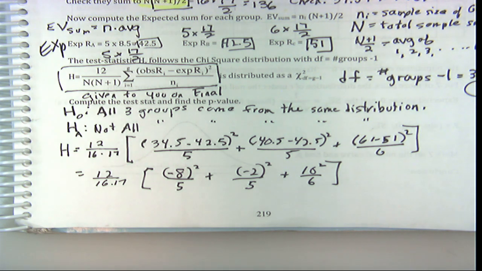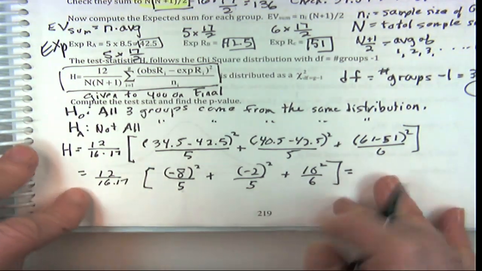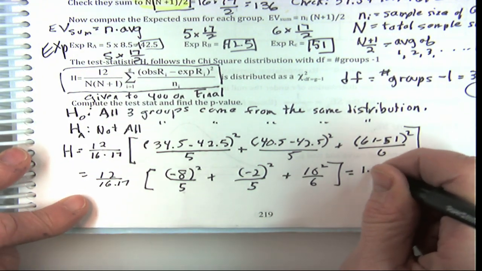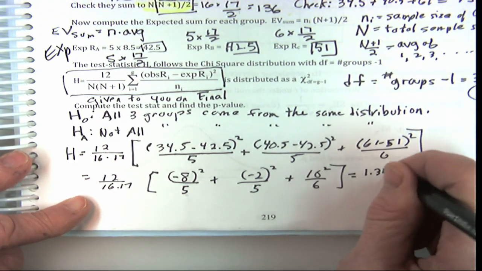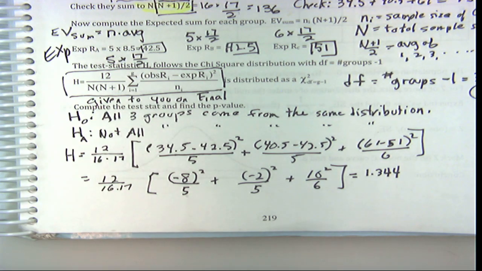When I show you the chi-square statistic, I want you to think right away: do you think we're going to reject the null or not? It's going to be so obvious. So, when I add these up, I got only 1.344. Okay? 1.344.